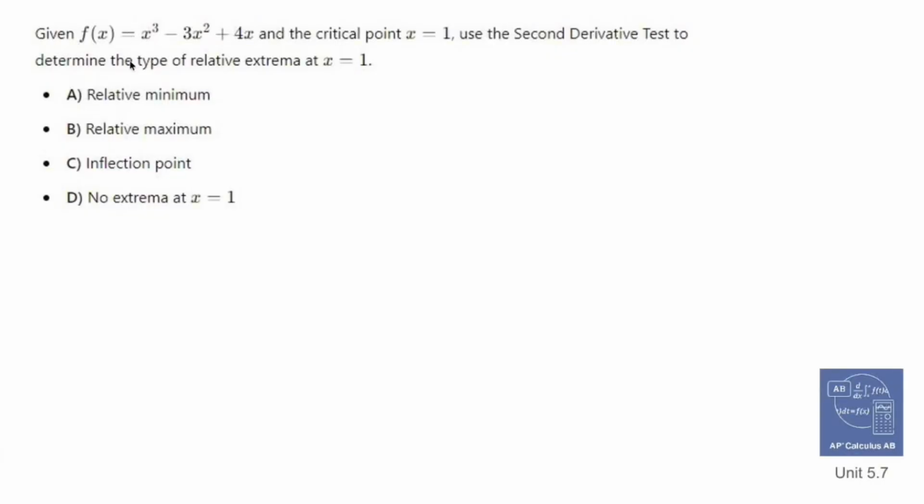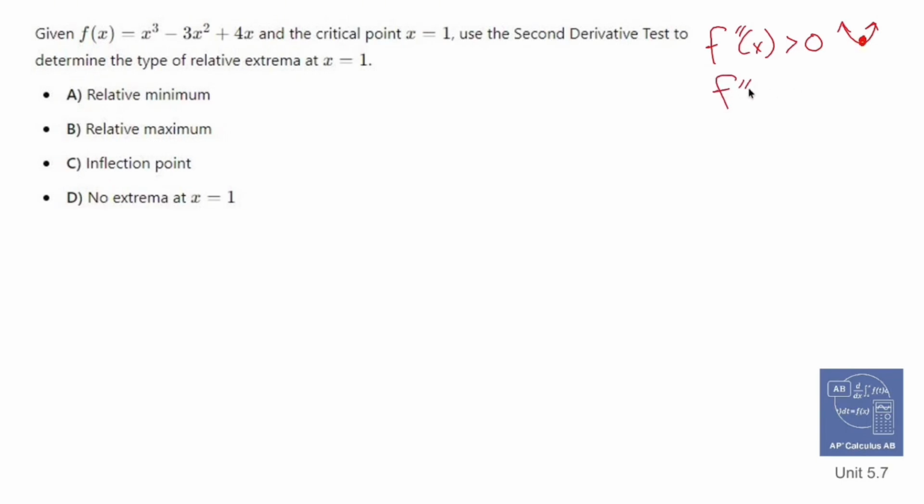Given f of x equals x to the third minus 3x squared plus 4x and the critical point x equals 1, use the second derivative test to determine the type of relative extrema at x equals 1. Well, this is how the second derivative test works, right? Second derivative gives you concavity. So if the second derivative is a positive number, that means it's concave up, which means at whatever point you're talking about, you're going to have yourself a relative minimum.